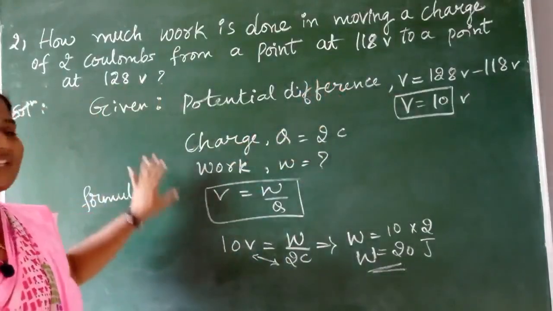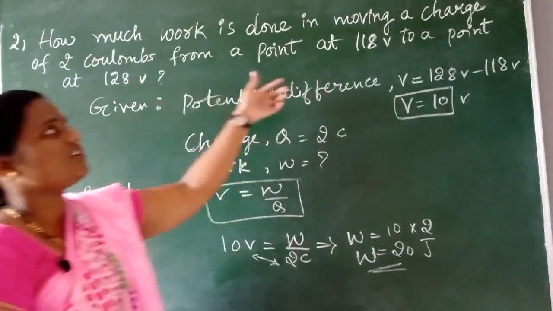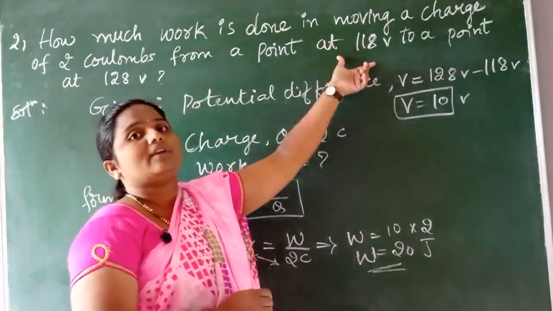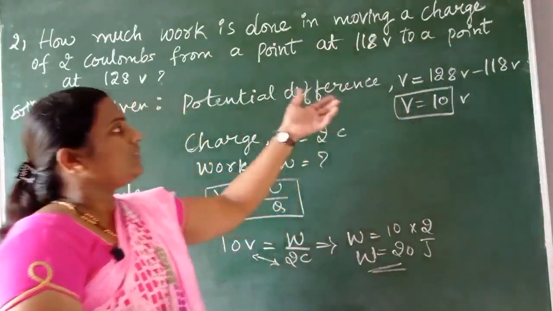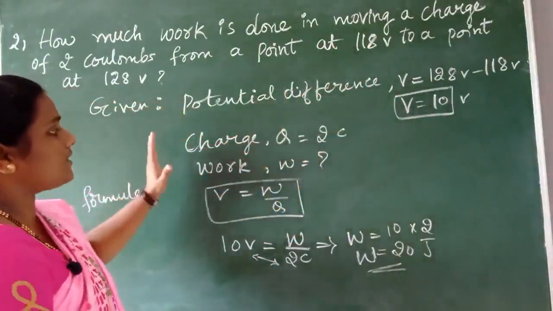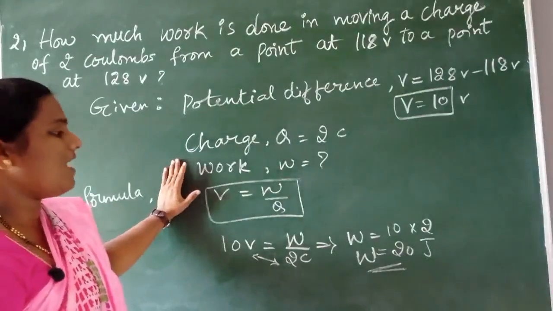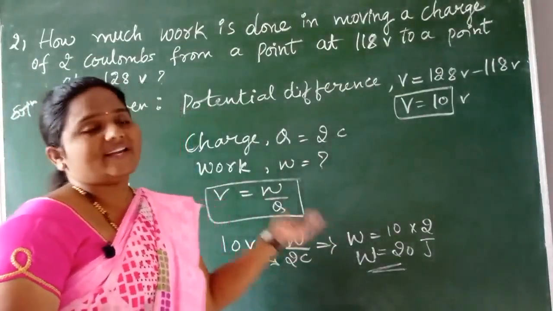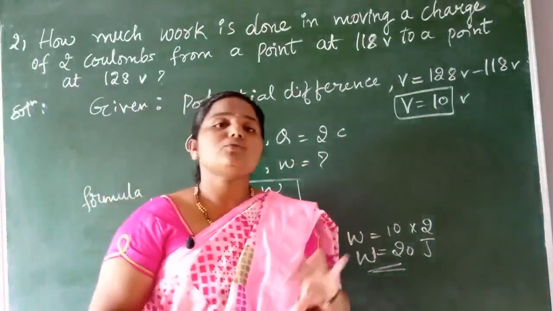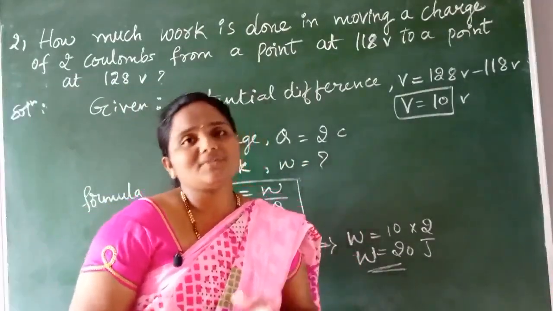Got it, children? Simply, if two potential values are given, you have to calculate the overall potential difference. After that, by using it, you substitute in the given formula and you will get the work done value. So is it clear, children, the concepts and how to solve the problems, isn't it?